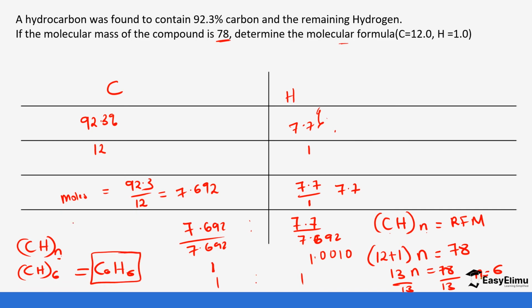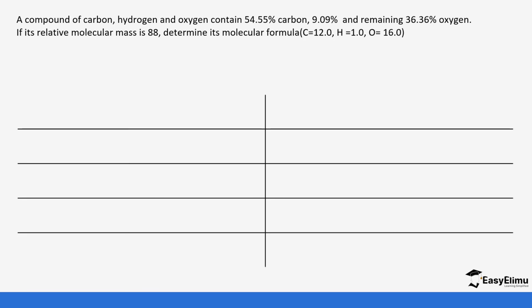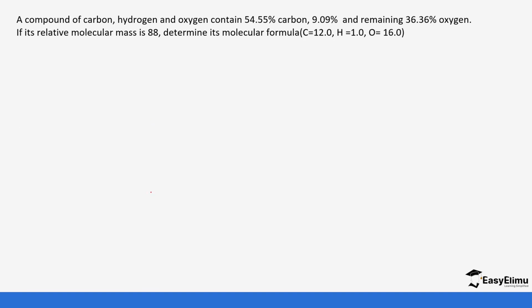Let's do another question. A compound of carbon, hydrogen, and oxygen contains 54.55% of carbon, 9.09% hydrogen, and the remaining 36.36% of oxygen. So this 9.09 is for the hydrogen. So let's put that down. So we have carbon, hydrogen, and oxygen. Let's use this table instead.